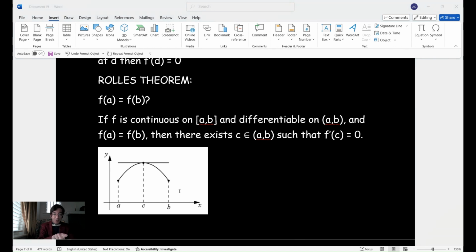Because if you see a continuous function here, it starts and ends at the same value, f of a and f of b. So it equals each other. So it must flatten out at some point c, where f prime of c equals 0. It's a very nice theorem, actually. But it's pretty specific here. It only works if f of a equals f of b.